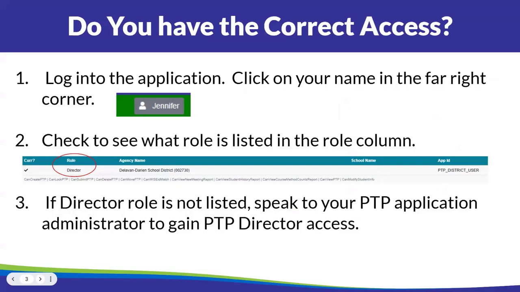When you log into the application and click on your name in the upper right-hand corner of the screen, a pop-up will appear that will display your role in the district to which you are assigned. If you do not have the director role, contact your district application administrator to gain director access. Do not create accounts with multiple roles, such as having director and super user access. Often you will log in and then only have the lower access in the application.